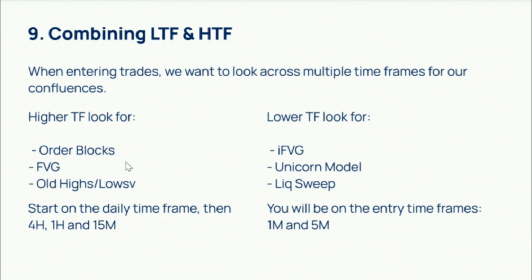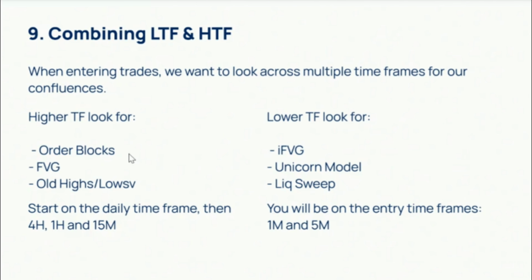So the high time frames, what you want to look for is order blocks, fair value gaps, and significant old highs and lows. And then on the lower time frame, you want to look for inverted fair value gaps, unicorn models, and liquidity sweeps on the 1 minute and 5 minute time frames. This is where I take all my trades, or pretty much all my trades, on these time frames, mainly the 5 minute. I feel like the 1 minute can move too fast sometimes. So the 5 minute is perfect for myself.